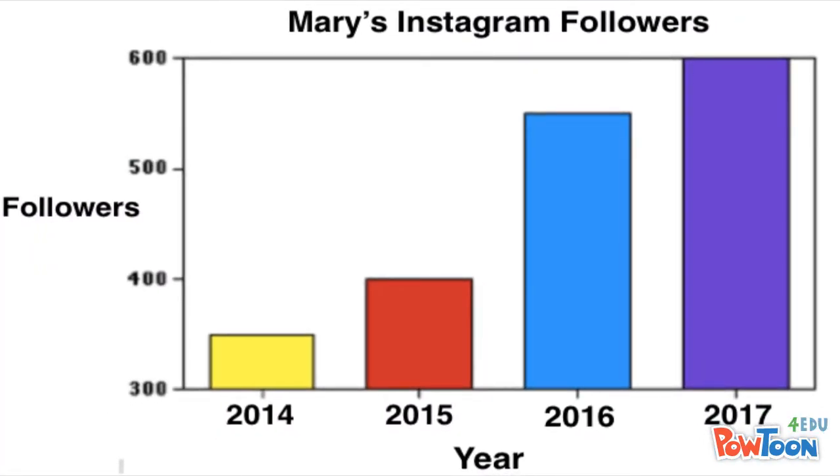And at a closer glance, we see that in 2014, Mary had 350 followers, and in 2017, she had 600. Now, although she did have more followers in 2017 in comparison to 2014, it is only a difference of 250, not 5 times the amount of people.